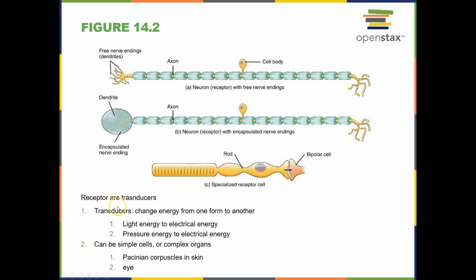All receptors have to be transducers. A transducer is something that can change energy from one form to another. The energy is always going to be changed, in this case, from some form, be it, for example, light energy or mechanical energy, to electrical energy. That's the energy that our brain recognizes as electrical impulses.